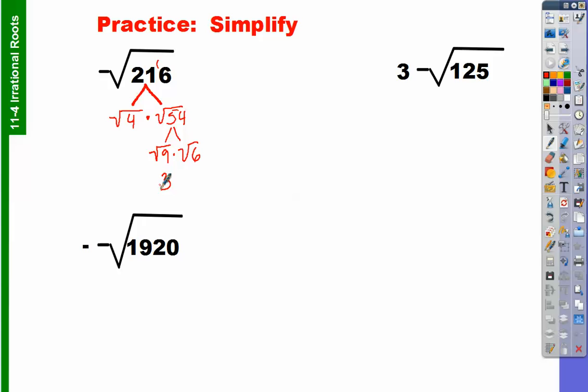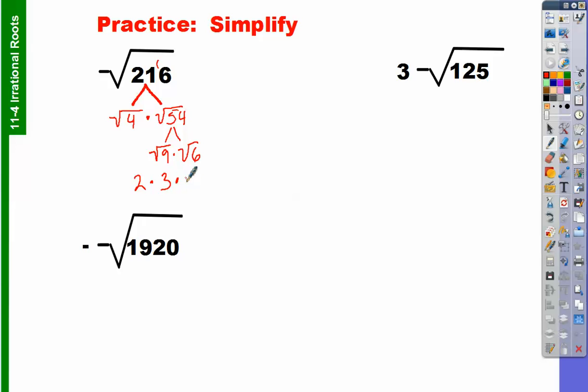Now, I know the square root of 9 is 3, so I'll just go ahead and drop that down. I know the square root of 4 is 2, so we have 2 times 3 times, now here's where things get a little bit different, the square root of 6. Does 6 have any perfect square factors? No, of course it doesn't. So we cannot reduce that any further.